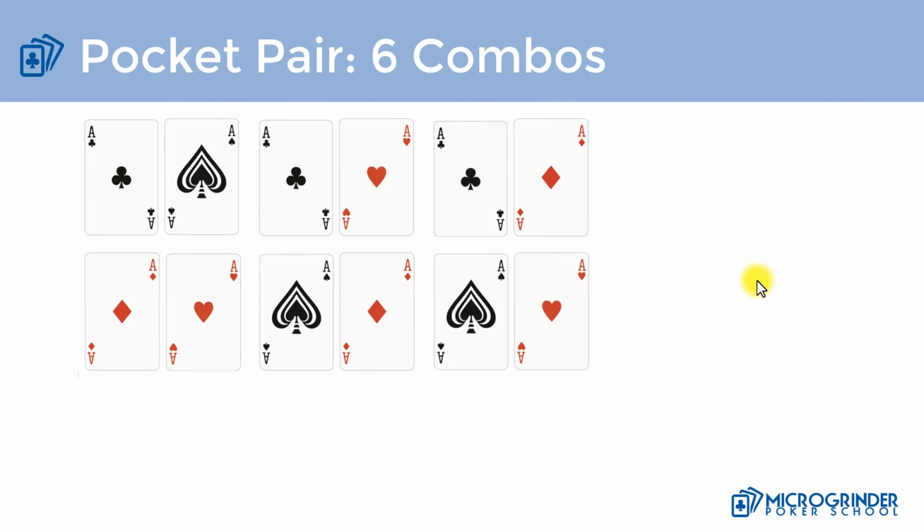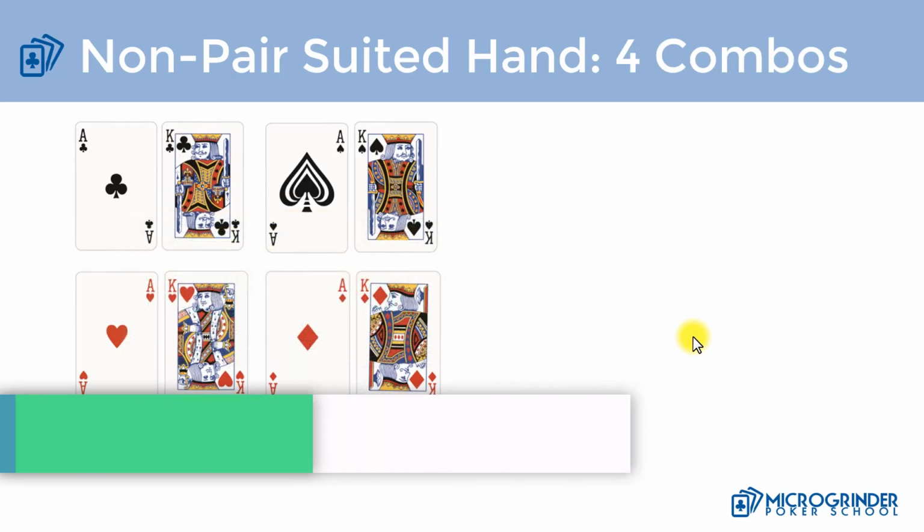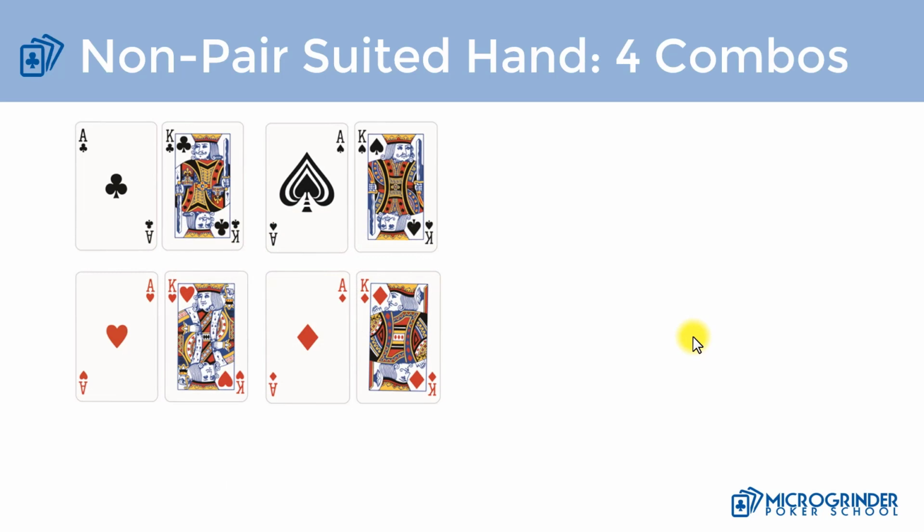A pocket pair can be made up 6 different ways, and here it is visualized. I took pocket aces and broke it up into the 6 different ways in which we can be dealt pocket aces. I'm not going to talk through every single one, but just understand that when you have a pocket pair, regardless of what it is, you can be dealt that hand 6 different ways. In regards to a suited non-pair hand, you know there are 4 different suits, so we can be dealt that hand 4 different ways.